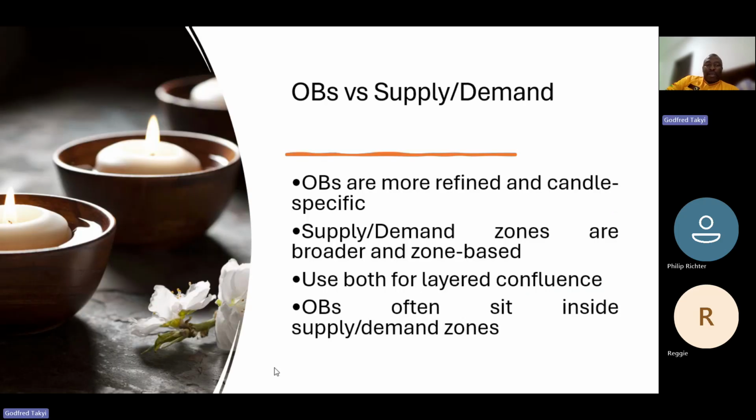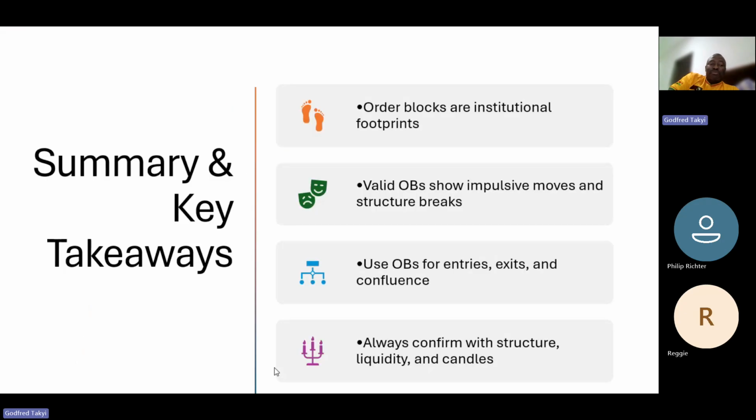So, order blocks versus supply and demand. Order blocks are more refined and candle specific, okay? Supply and demand zones tend to be broader and zone based. Both are necessary confluences that we need to trade with. However, you can find that most order blocks will sit within a supply and demand zone. We'll go through the chart briefly.